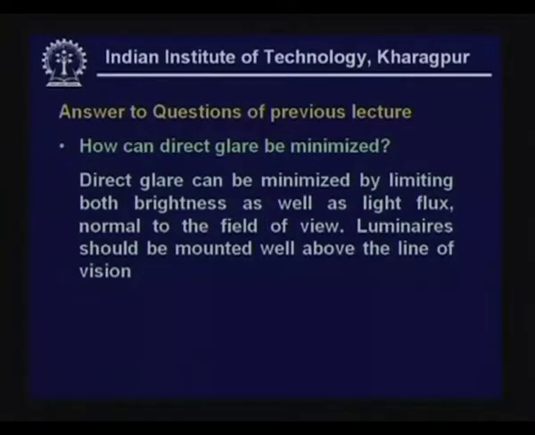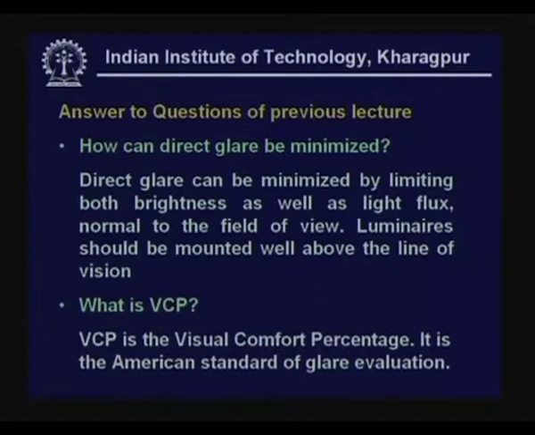In fact, when they are mounted in the line of vision and there is an intense source of light, that is when the glare arises. So, direct glare can be minimized by limiting both brightness as well as light flux normal to the field of view. Luminaires should be mounted well above the line of vision. What is VCP? VCP is the visual comfort percentage. It is the American standard of glare evaluation. It was discussed in the last lecture.